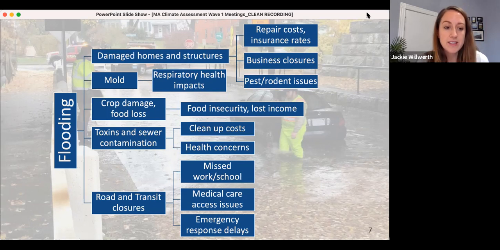We have here toxins and sewer contamination. If certain sites that have these sort of materials are flooded, there can be high cleanup costs and also health concerns. And finally, road and transit closures, which can lead to a host of problems, including, again, missed work and school, medical care access issues, and other critical services, including emergency response delays if there are certain closures in the road that make it hard for people to get the help they need.